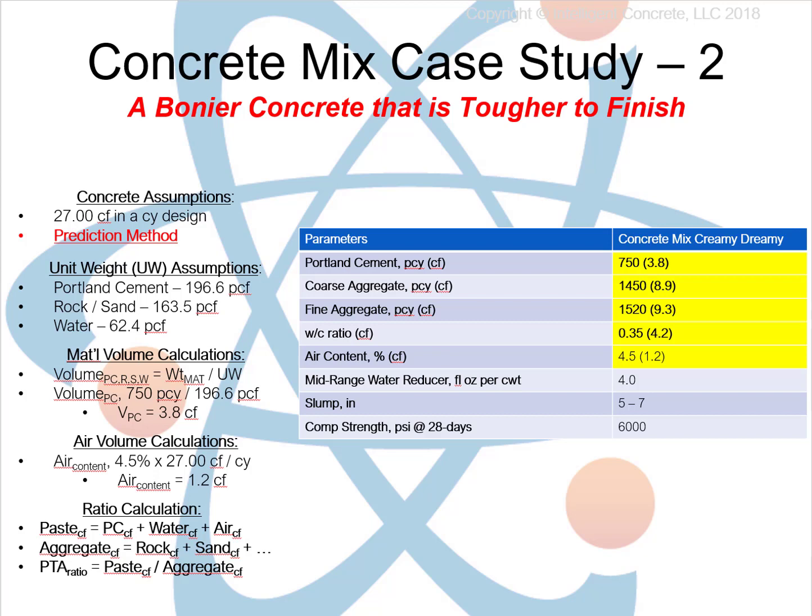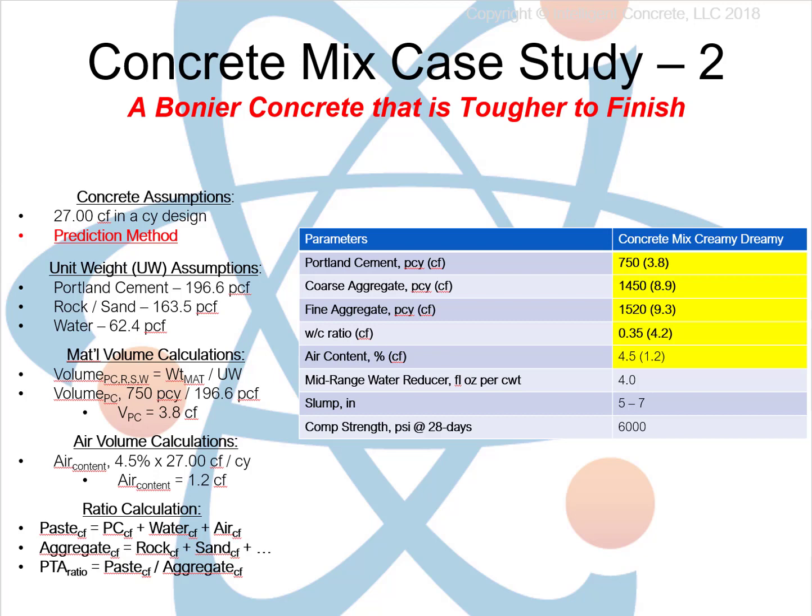I do that same calculation for my coarse aggregate, and I find that it's 8.9 cubic feet. My fine aggregate is 9.3 cubic feet. And for my water content, I find that it's 4.2 cubic feet. Now, the way I find my air is I take my assumed or my measured value, 4.5%. Again, you can get this from the technician, or sometimes from the batch ticket itself. And I multiply that 4.5%, so 4.5 over 100.